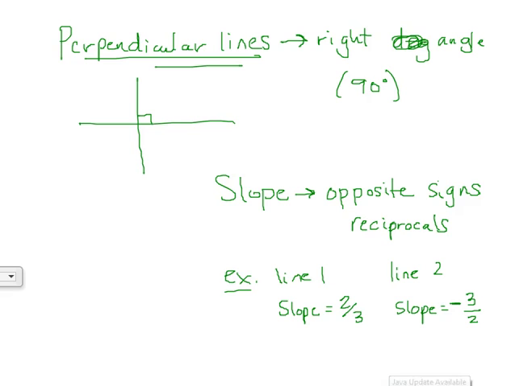So that is what the slopes of perpendicular lines would look like. They need to be opposite signs, so one positive, one negative, and then reciprocals of one another.